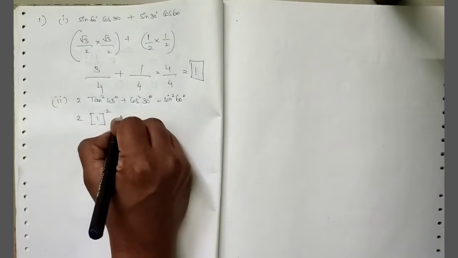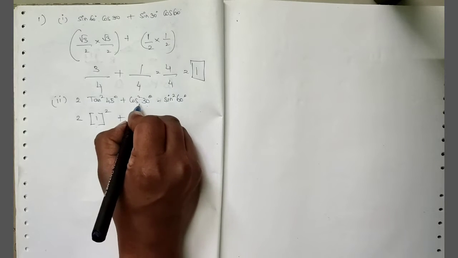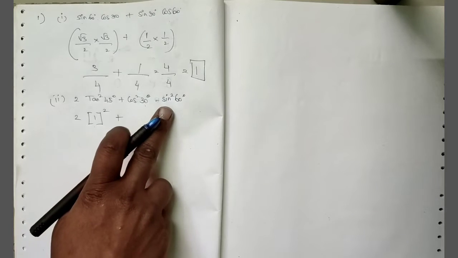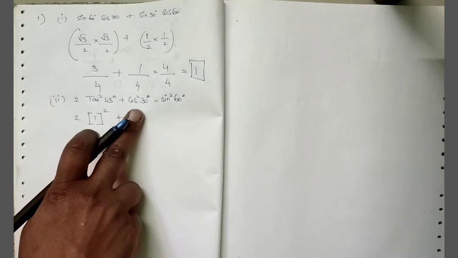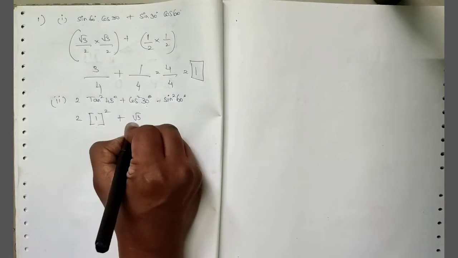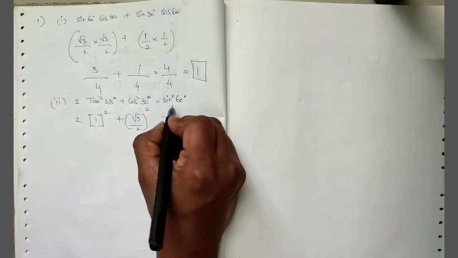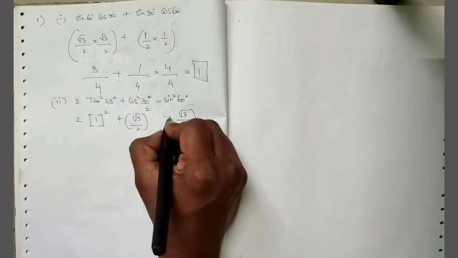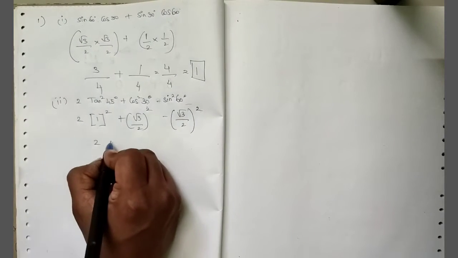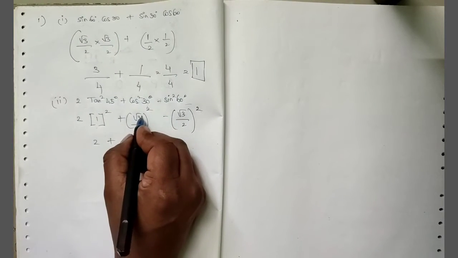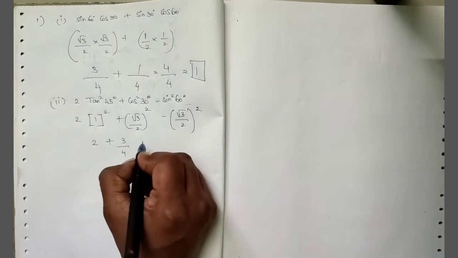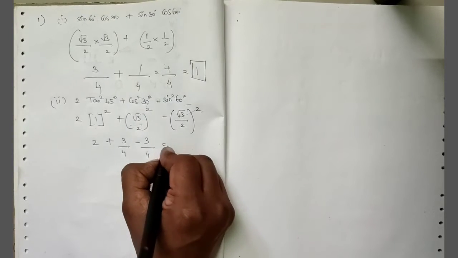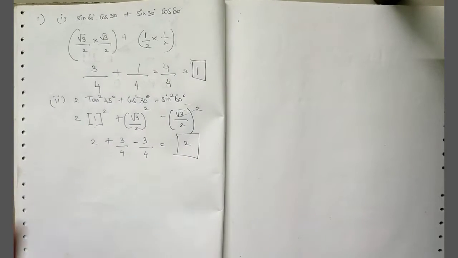1 square is again 1. Cos square 30. Sine 30 is 1 by 2, cos 60 is 1 by 2, and sine 60 and cos 30 are root 3 by 2. So root 3 by 2 the whole square, minus sine square 60. What is sine 60? Again root 3 by 2 the whole square. So it is 2 plus, root and square will get cancelled, 3 by 4 minus 3 by 4. Cancel. So the answer is going to be 2.